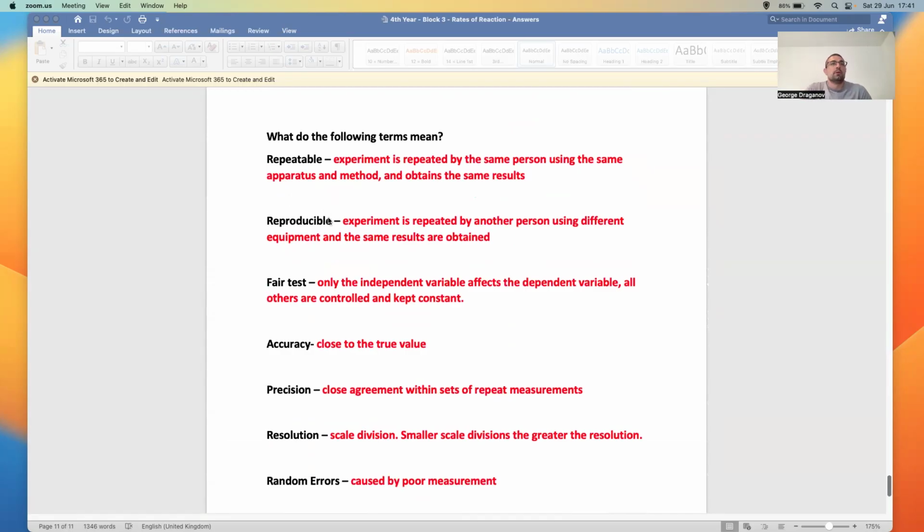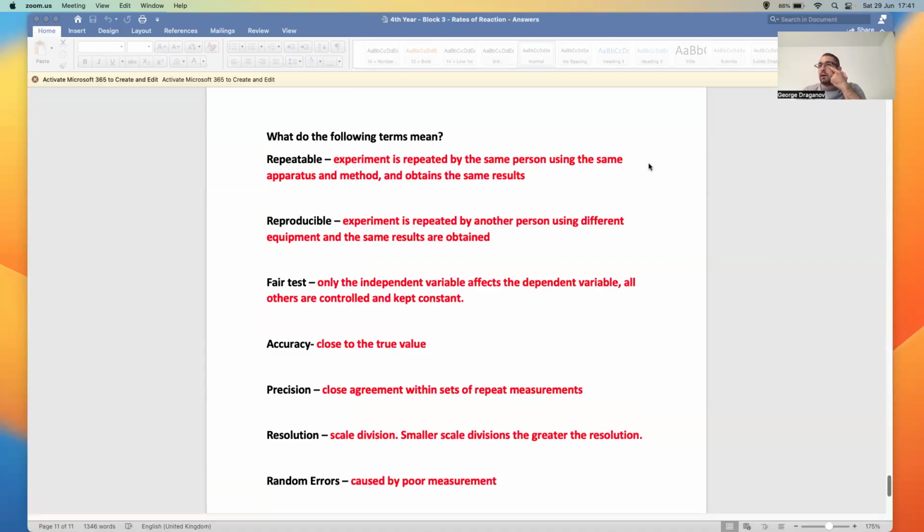Repeatable and reproducible were introduced in the syllabus within the past 5 years. Repeatable is when an experiment is repeated by the same person with the same method and apparatus and they get the same results. So repeatable means the same person is doing it and getting similar results. Reproducible means another person is doing it using different equipment and getting the same results. So repeatable, same person; reproducible, another person, different equipment.